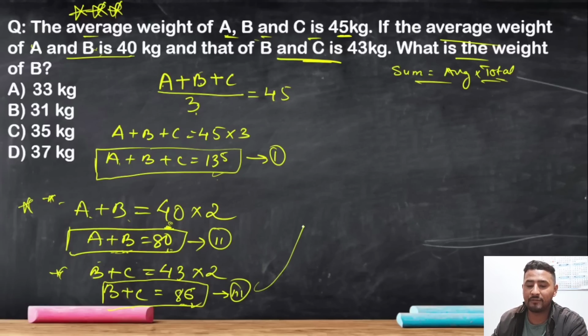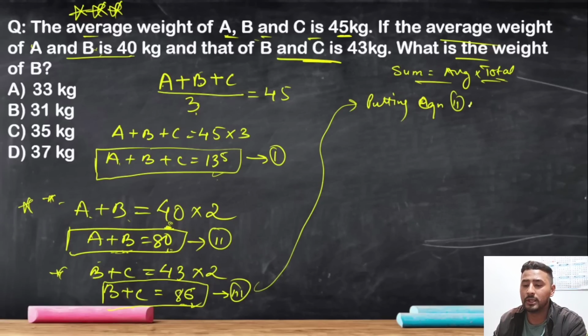Let's see what will happen after this. The next line will be putting equation 2 in 1. Equation 1 is A plus B plus C is equal to 135. Put the value of A plus B, which is 80 from equation 2. Can you see? It's 80. Don't be confused. So 80 plus C is equal to how much?